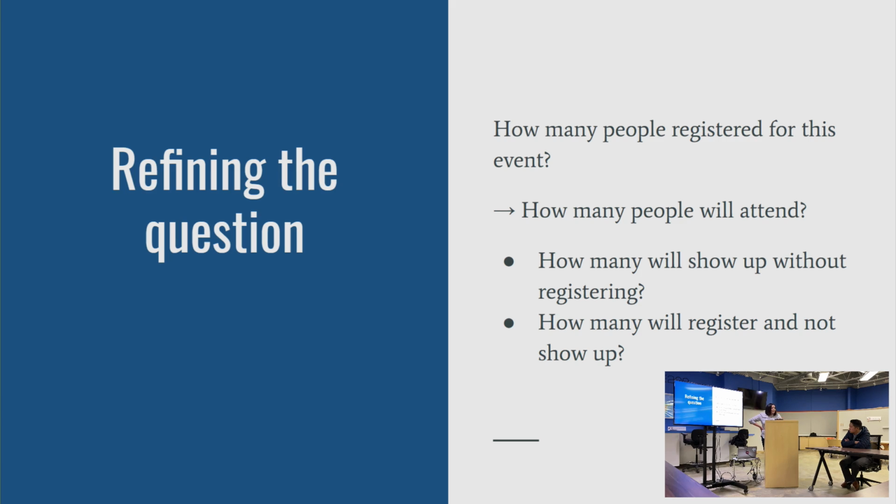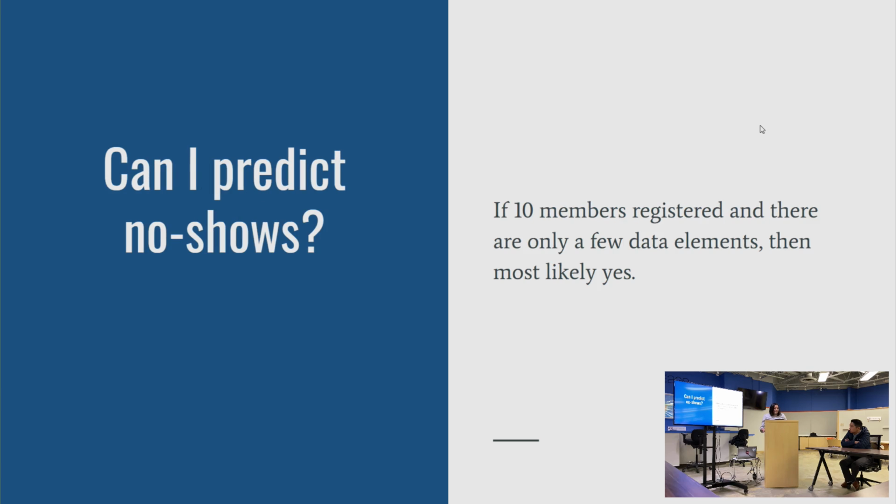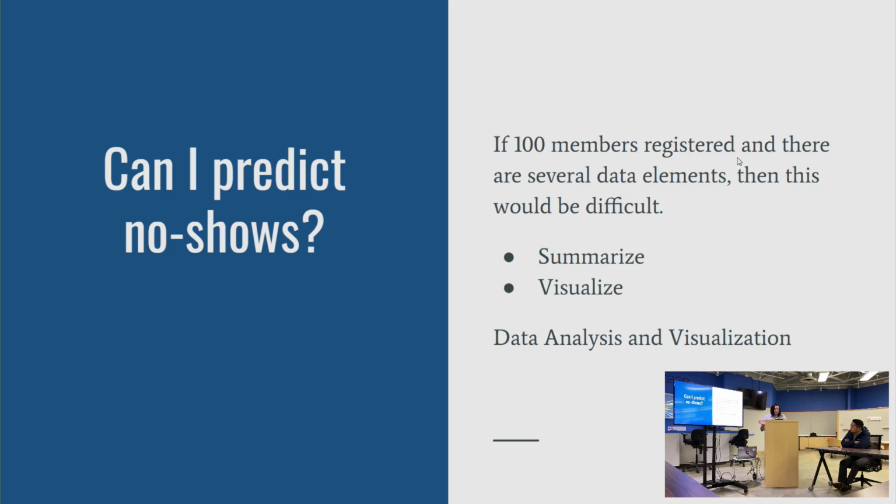That we can probably average out over time. And then how many people that registered will not show up. Okay, so can I predict who's going to not show up? If I have 10 members in the group and I know them, it's the regulars, we're going to be able to look at that list and easily tell, because we have background knowledge on who's likely to show up or who's likely to not show up.